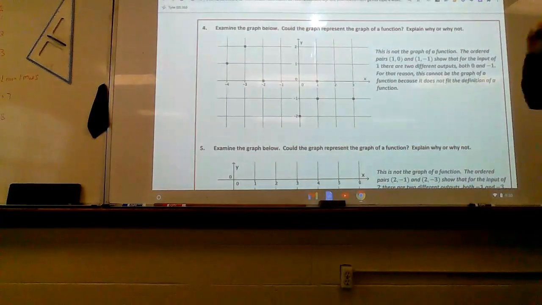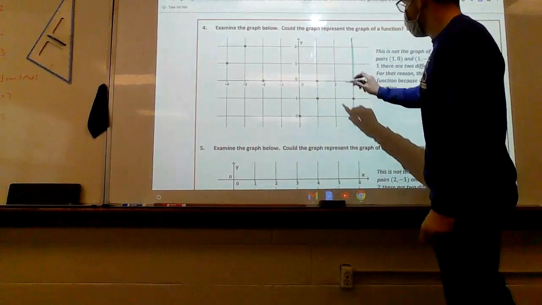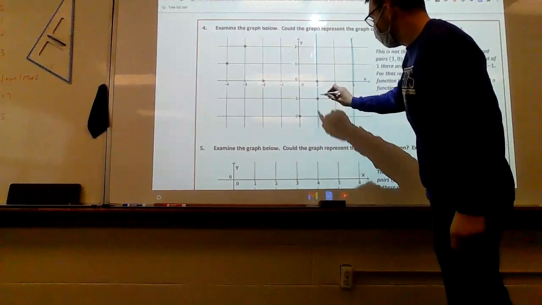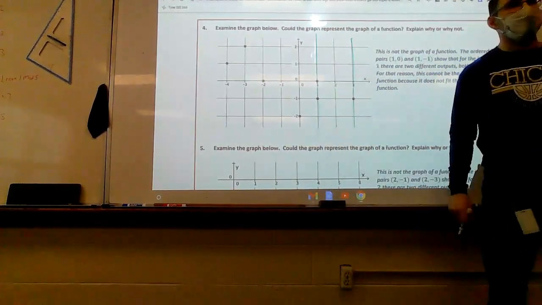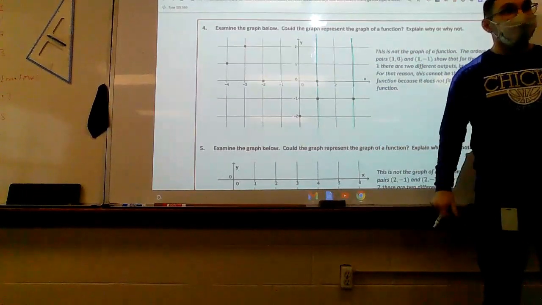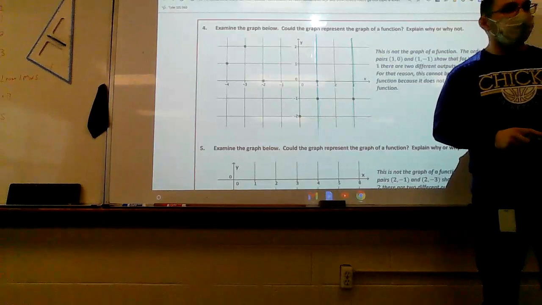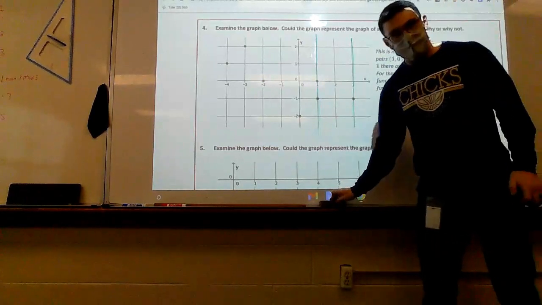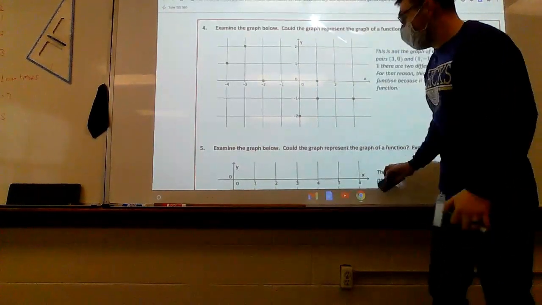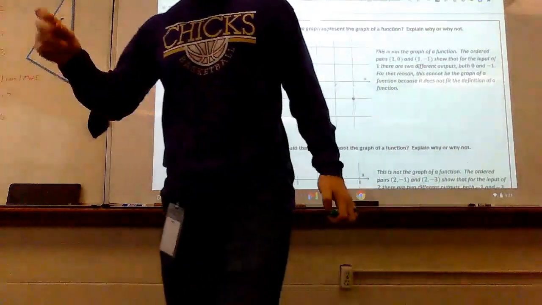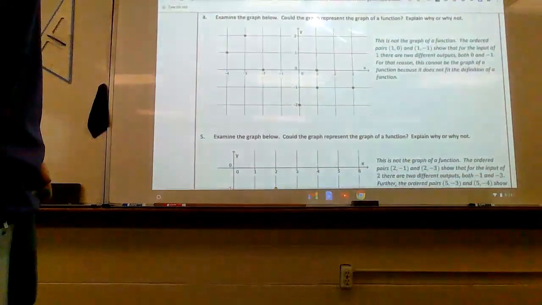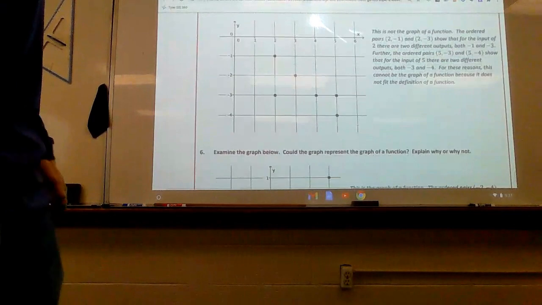Vertical line test. Intersects once. Intersects twice. Not a function. That's it. It intersects 2 points that are on that same vertical line. Therefore, it is not a function. Quickly, do 5 and 6 if you haven't done them. Like, quickly, take a look. See if 5 and 6 are functions.